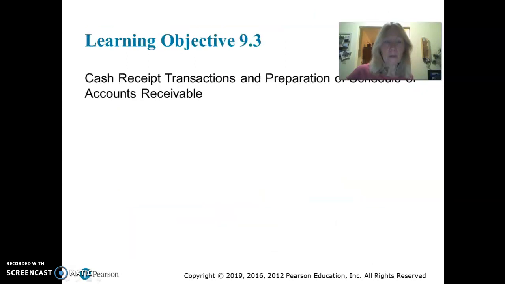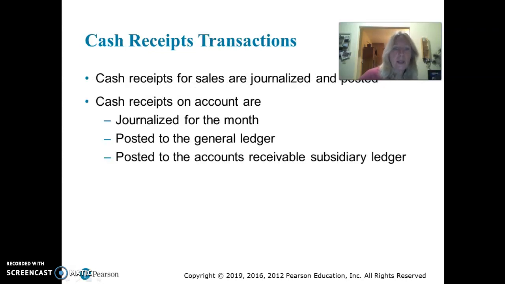Okay, moving on. So this one is a little bit of a review. It's not very hard. Sometimes people don't buy on account. They don't have an account receivable. They pay cash. And that is very simple. And we already know how to deal with that. We've been dealing with it all semester. So let's take a look. If people just pay cash, then we journalize and post them just like we have all semester long. It's not anything more complicated than that.